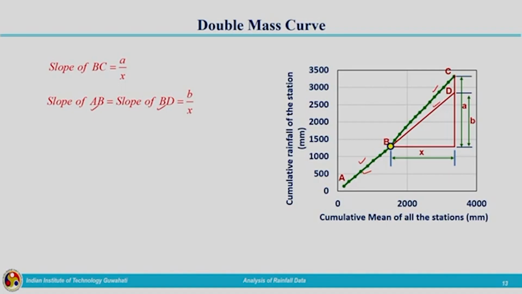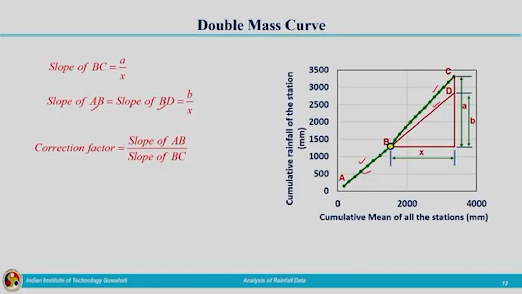Now, we need to check the difference in slope, how much the difference in slope is coming. If the difference in slope is more than 10 percent, there is a need for correction. If it is within 10 percent, then we can keep the data as such.